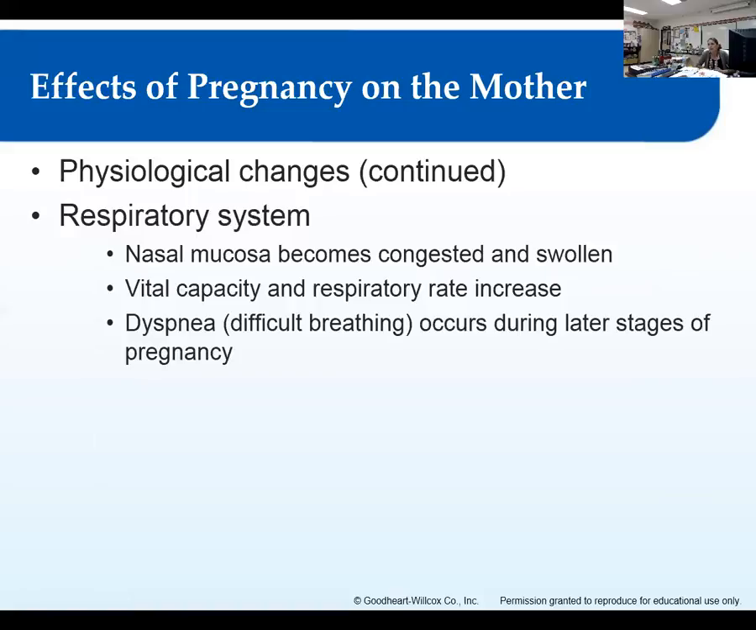A lot of pregnant ladies develop that congestion, and that's just part of it because there's all that extra blood flow. Vital capacity and respiratory rate increase because there's not as much room for your lungs to breathe, so your respiratory rate increases to make up for that. Plus, you have more blood, which needs more oxygen, so increased respiratory rate. Dyspnea often occurs during the later stages because you don't have space.